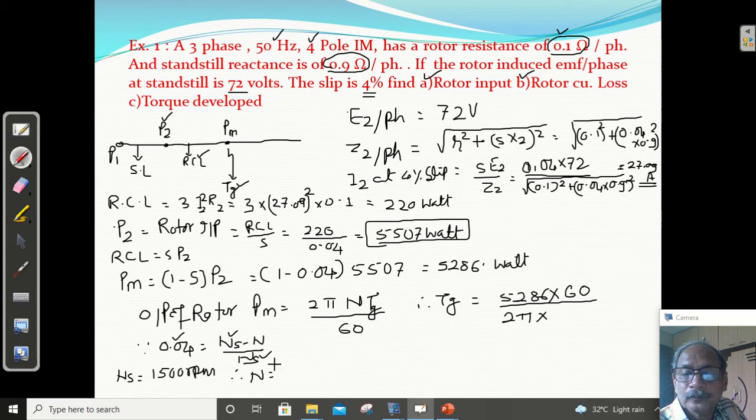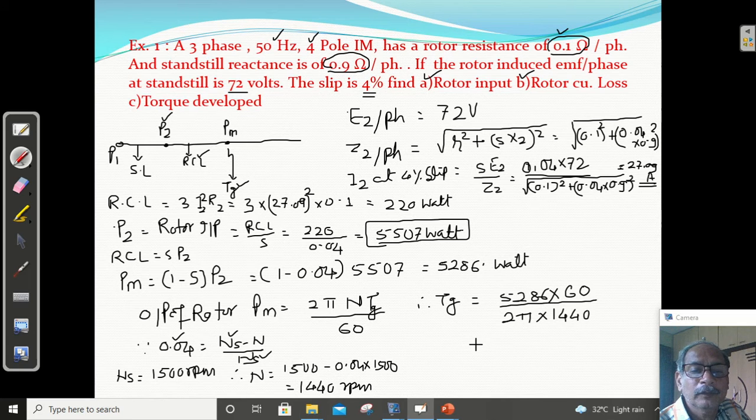So Ns, that is 1500, minus this 0.04 into 1500. So we will get the value of N. If we do the calculation, I am getting N equal to 1440 rpm. So here we will use the 1440 rpm.